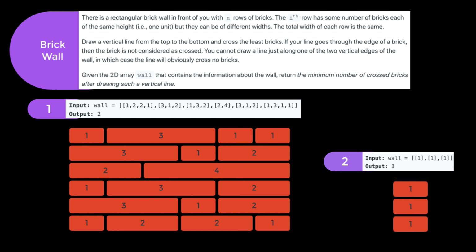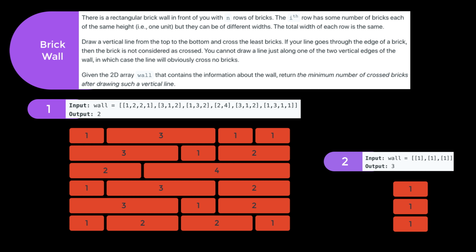In the first example below, we're given a wall with 6 rows where the total width of each row is 6. The output is 2 because 2 is the smallest number of bricks crossed by a vertical line within the wall. Drawing a vertical line at this position along the wall crosses only 2 bricks. There isn't another vertical line that can be drawn that crosses fewer than 2 bricks.